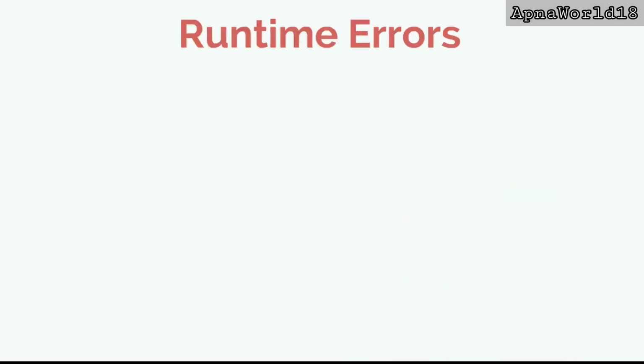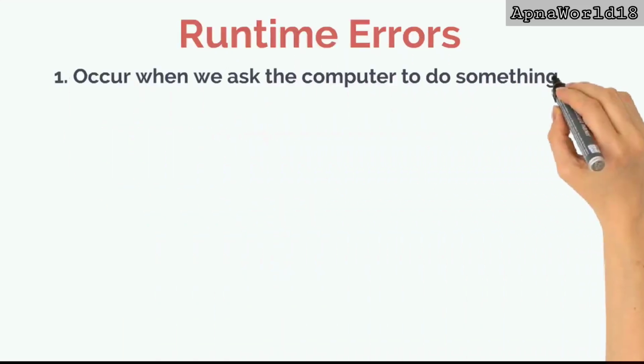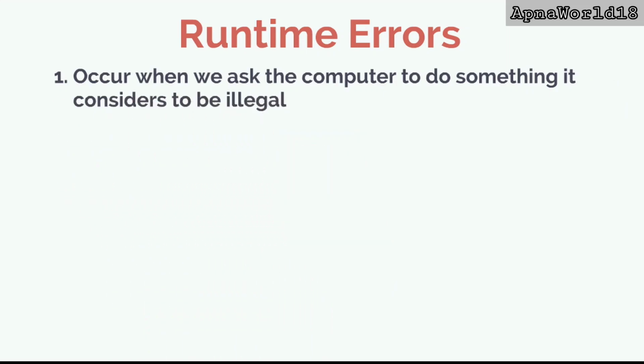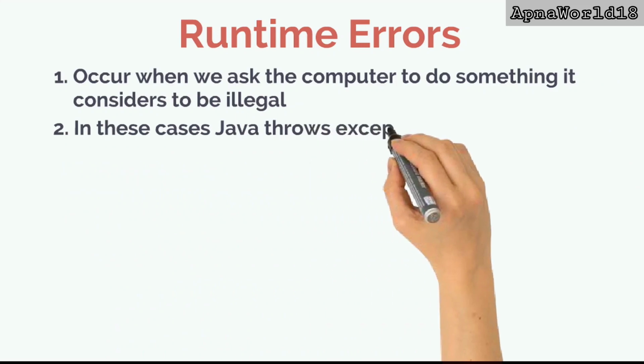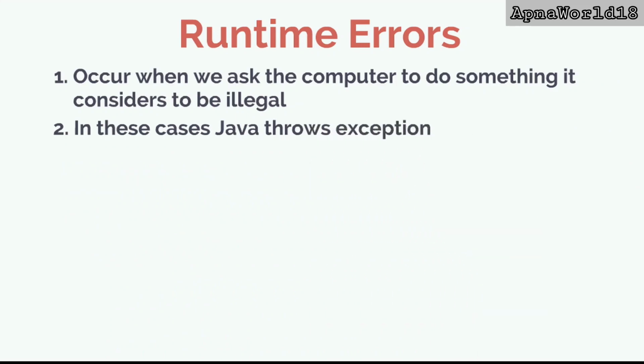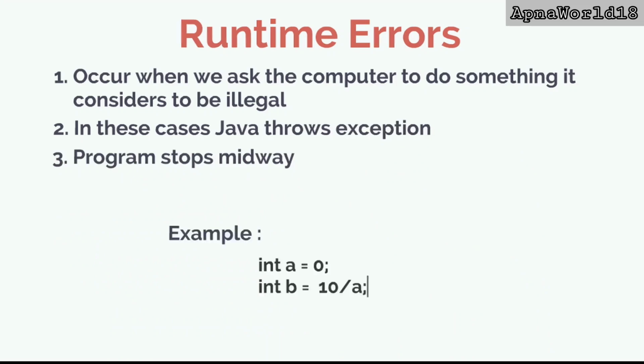Next, there are runtime errors. They occur when we ask the computer to do something it considers to be illegal. In these cases, Java throws an exception and the program stops midway. Example, dividing by 0, where the Java interpreter doesn't know what to do.